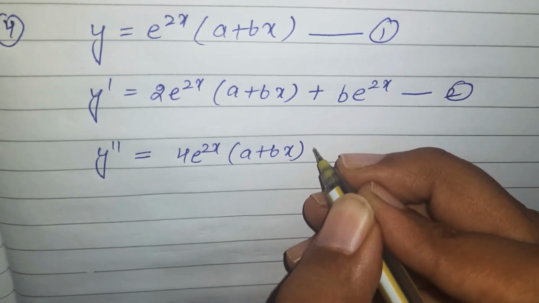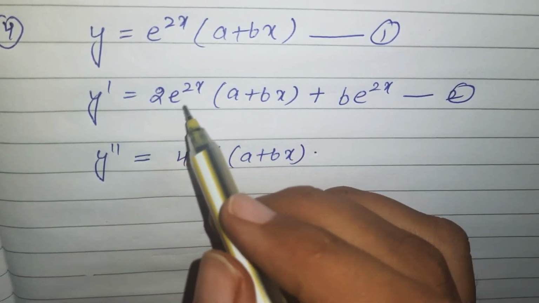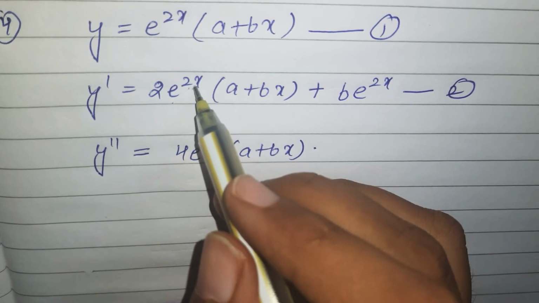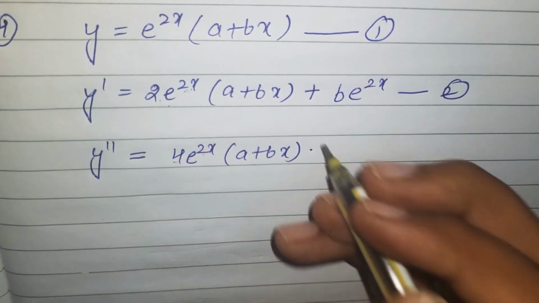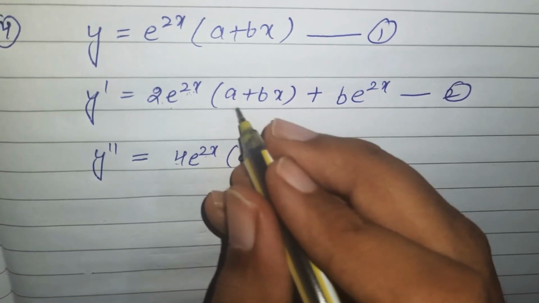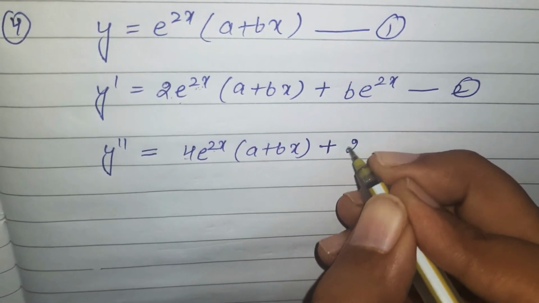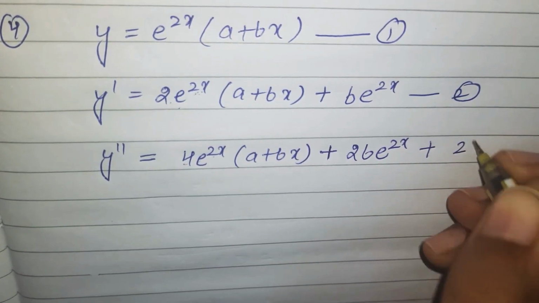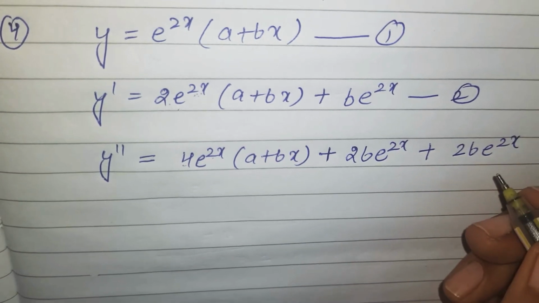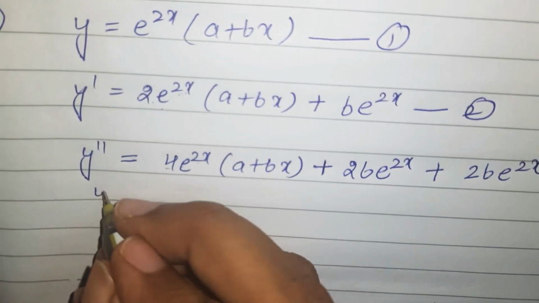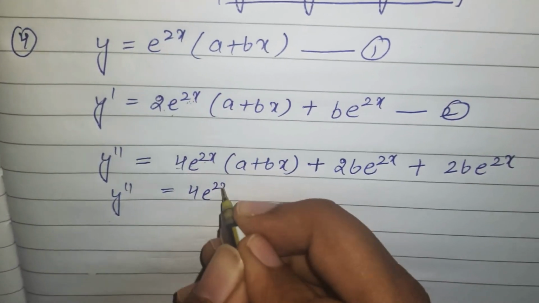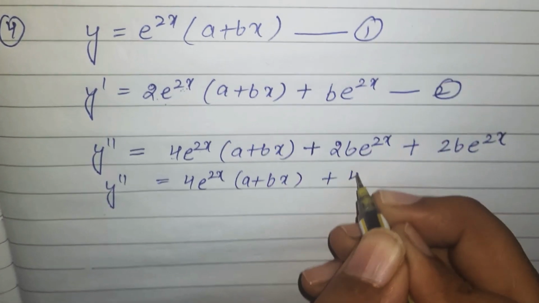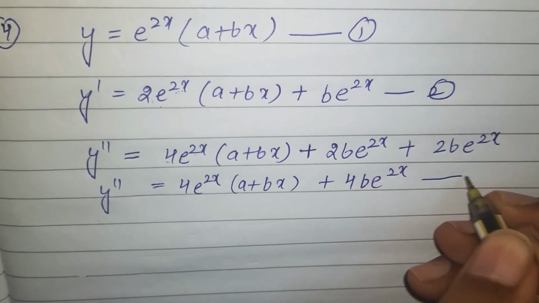same thing again. The e raised to the power 2x will remain same while taking differentiation, into 2. So 4 e raised to the power 2x plus differentiation of this will be 2b e raised to the power 2x, and this will become 2b e raised to the power 2x. So finally I am getting y double dash equals 4 e raised to the power 2x (a plus bx), and this is 4b e raised to the power 2x. So mark it as 3.